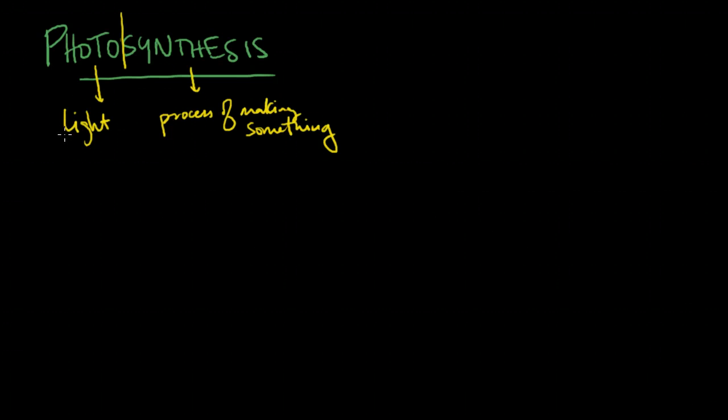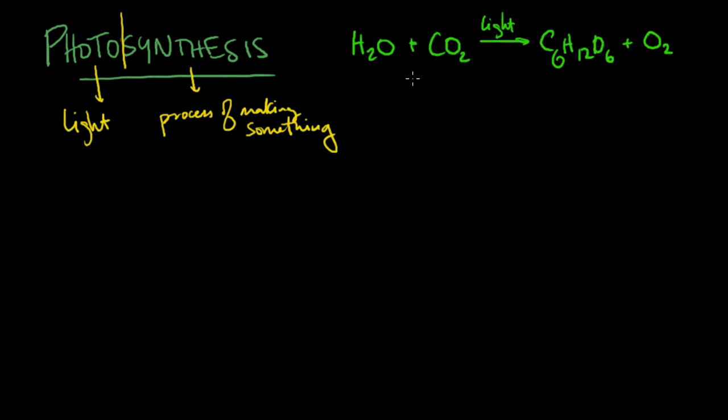So that being said, let me just give you the overall equation for photosynthesis. It's water plus carbon dioxide. I'm going to put a light over the arrow here because it's a form of energy. So we've got water and carbon dioxide plus light, giving us C6H12O6 plus oxygen gas. And this is the net reaction. This is what goes in and this is what comes out.